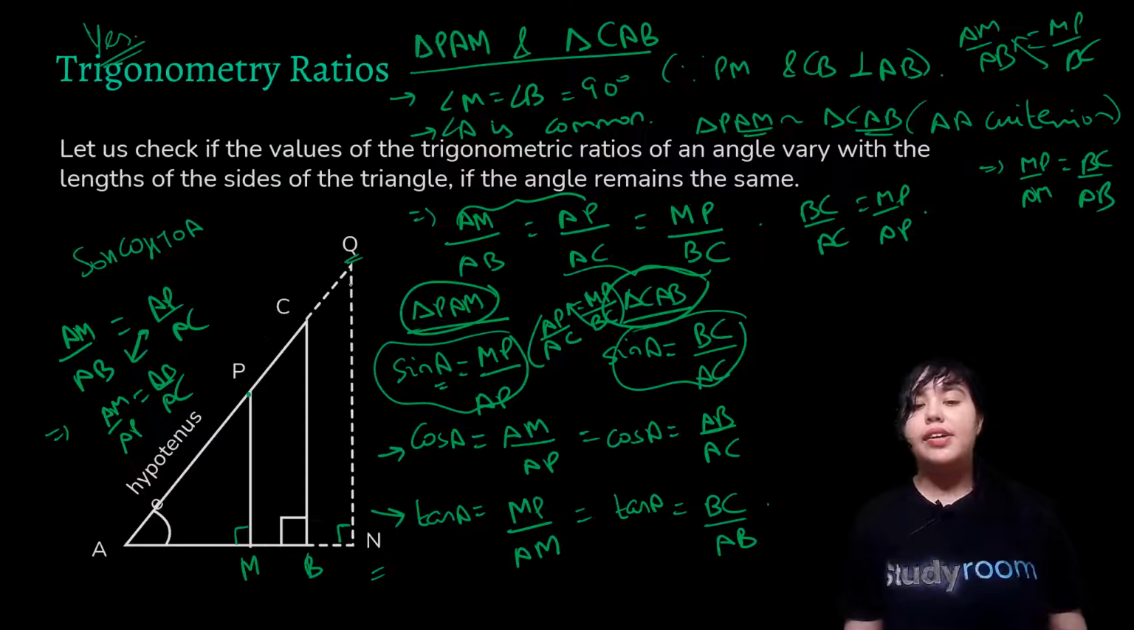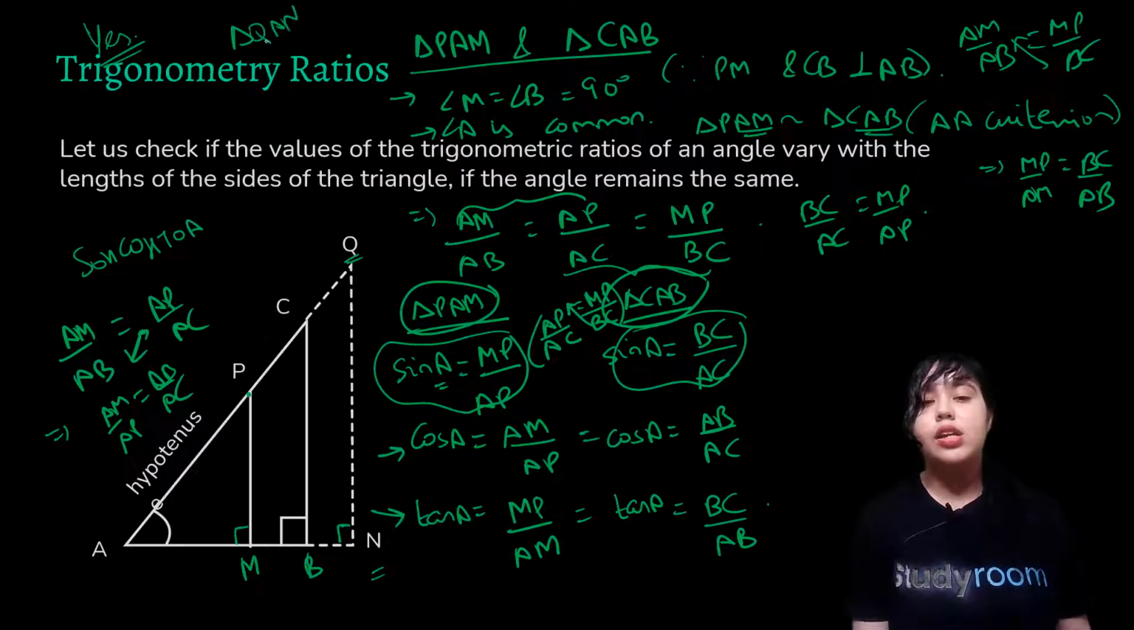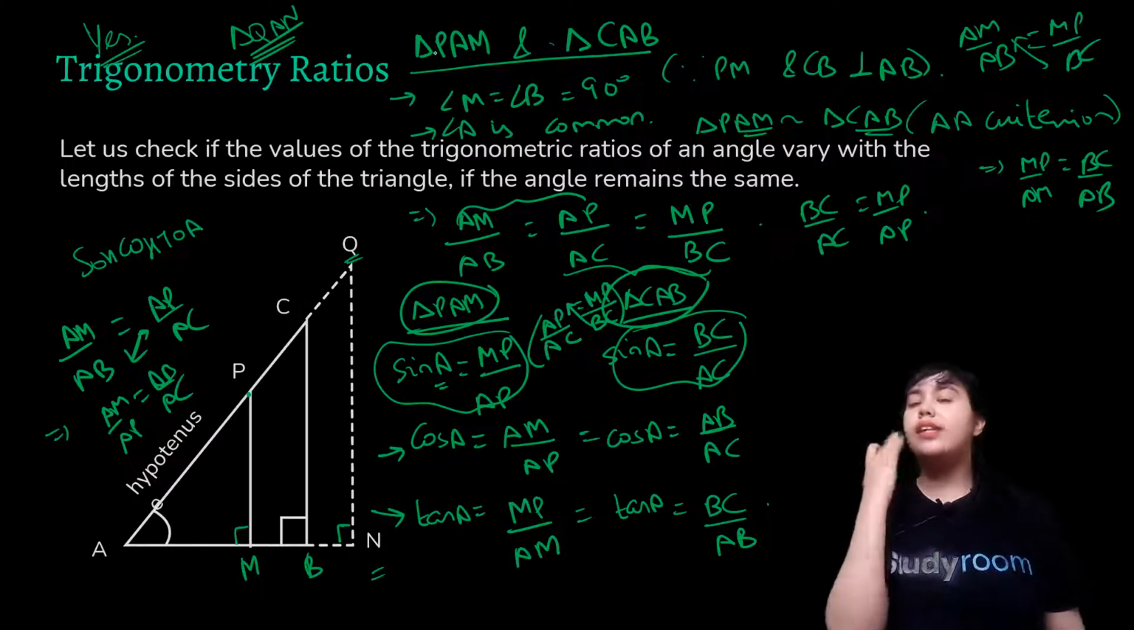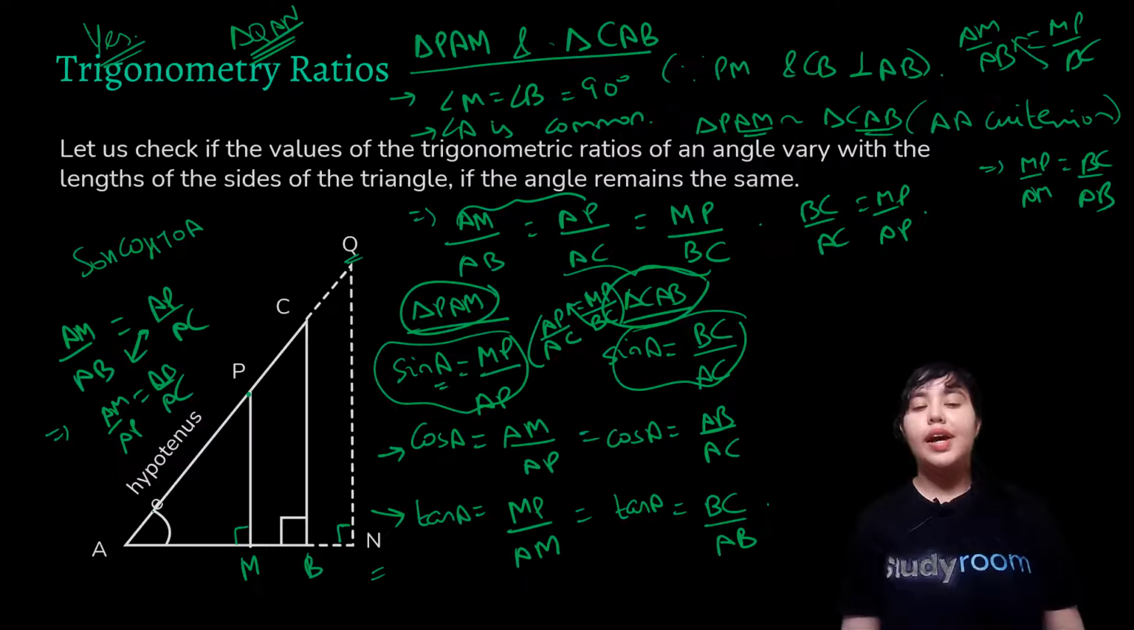In fact, I'll give you a little bit of homework. Verify the same result with triangle QAN. So first of all, find out if triangle QAN is similar to these two triangles or not. Let me tell you beforehand, it will turn out to be similar because here again angle A is common, and this angle is 90 degrees, same as angle B and angle M. So by the AA similarity criterion, you will be able to prove this triangle similar to triangle PAM and triangle CAB.